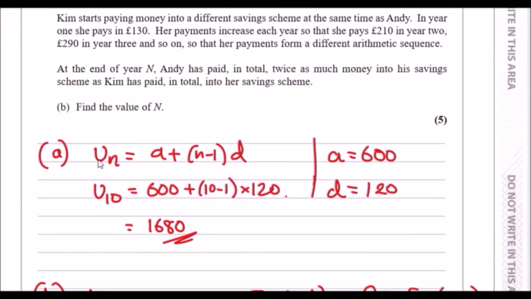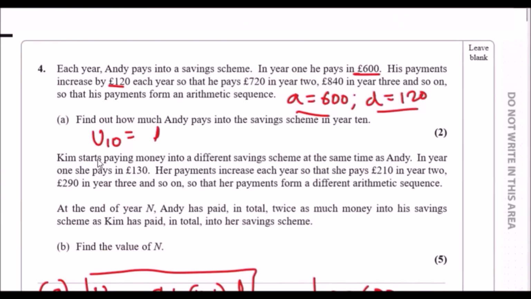First things first, we need to know the general formula, which is quite easy, I think. It's always A plus N minus 1 D for each year. And because we want the 10th year, this means N is 10. And because we already know the value of A and D, which is 600 and 120, just plug everything back in. And then you solve, expand, and voila, you get £1,680. So that's how much Andy got in that year. So pretty easy so far, I guess.